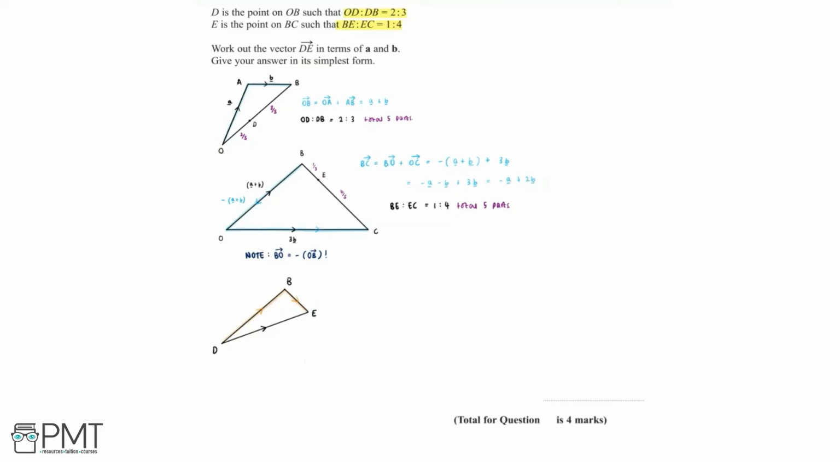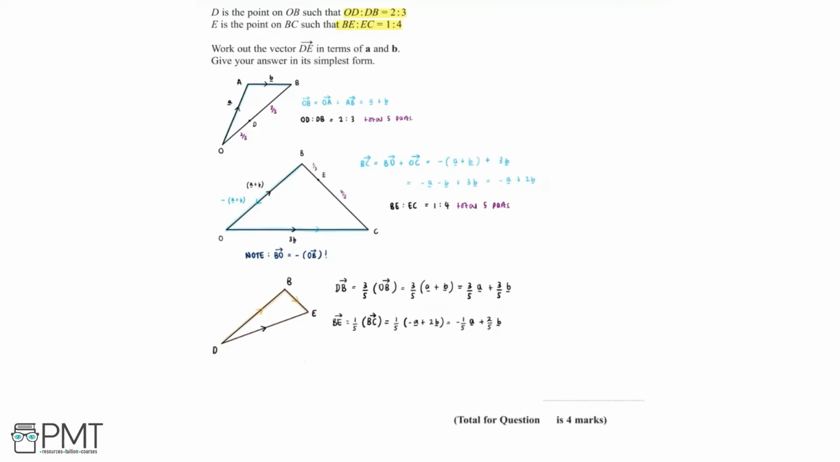Let's start with the vector DB. DB is 3/5 of the vector OB, which we found in our first triangle. OB is equal to A plus B, and so DB is 3/5 multiplied by A plus B, which will leave us with 3 out of 5A plus 3 out of 5B. And we can do the same thing for BE. We said that the vector BE is 1/5 of the vector BC, and we know that BC is equal to minus A plus 2B, and so 1/5 multiplied by minus A plus 2B will leave us with the vector BE, which is equal to minus 1 over 5A plus 2 out of 5B.